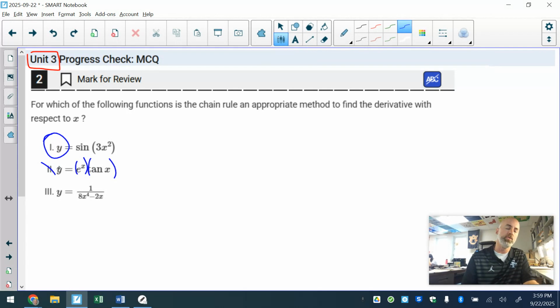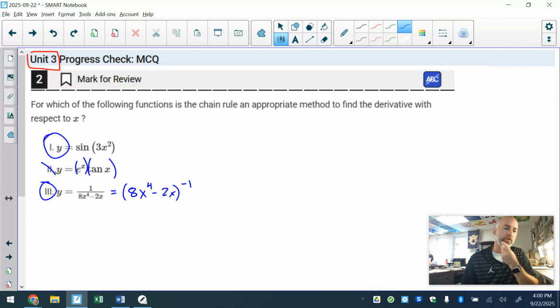And number 3 is the one that's kind of iffy, because it says for which one is the chain rule an appropriate method. And you can use the chain rule with number 3, and I would even argue that it's the better option. The quotient rule is an option because that is a quotient. However, the numerator is just a constant, so I think it's easier to differentiate this if you bring that denominator up to the top, raise it to the negative 1, and then chain rule it with the inside of 8x to the 4th minus 2x, rather than doing the quotient rule. The chain rule in this case is a little bit more efficient than doing the quotient rule.